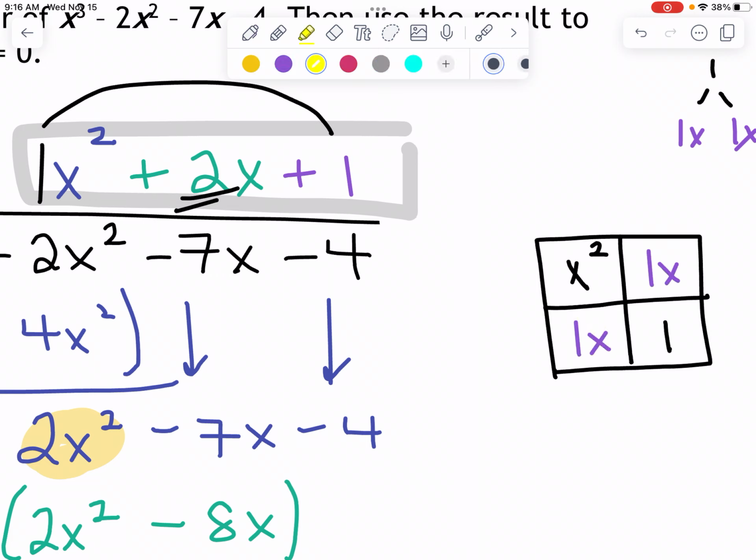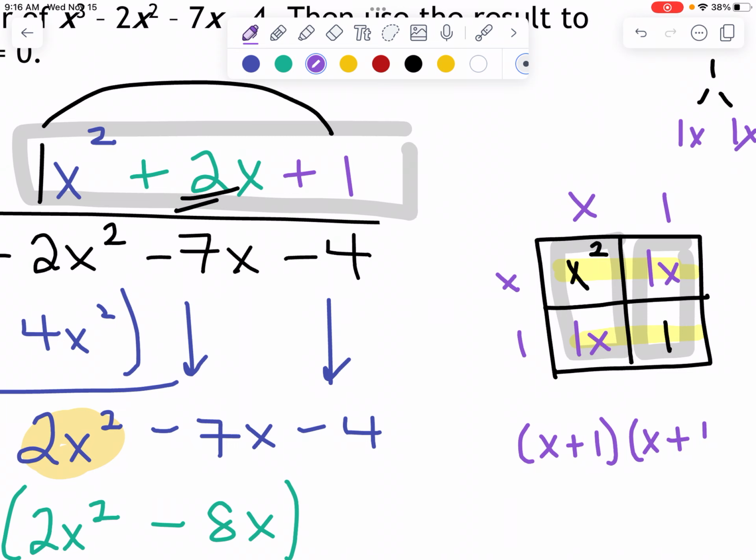All right, if I go through by row, the things in the first row have an x in common. Okay, and the things in the second row have nothing in common, so I can always pull out a 1. Looking at my first column, x squared and 1x have an x in common. And then 1x and 1 have nothing in common, so I can always pull out a 1. All right, so that gives me x plus 1 times x plus 1.